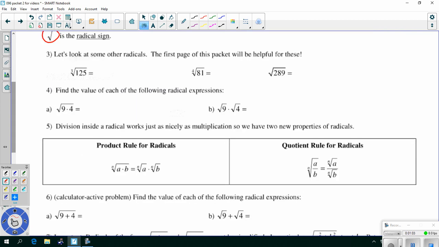Let's look at some other radicals. The first page of this packet will be helpful for these. So the first one is the cube root of 125. You might happen to know what it is, but even if you already know, take a look at that first page of the packet, which you should have ripped off already. On that first page, you see that big chart of numbers. This is a cube root, so look in the column that says perfect cubes.